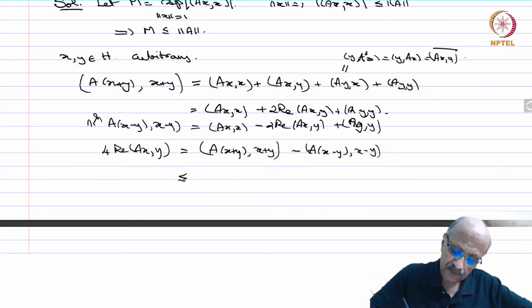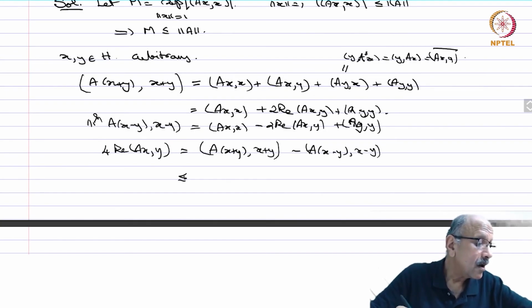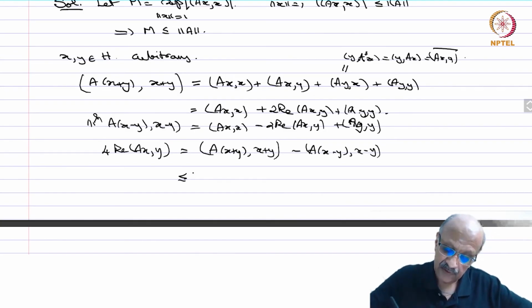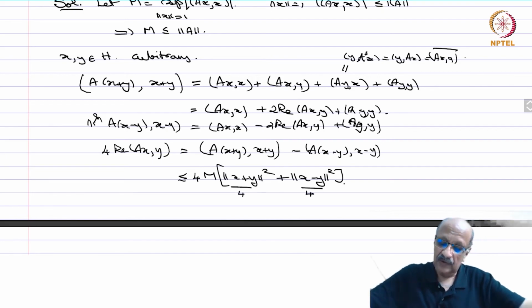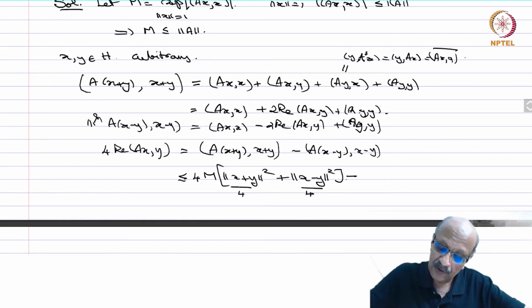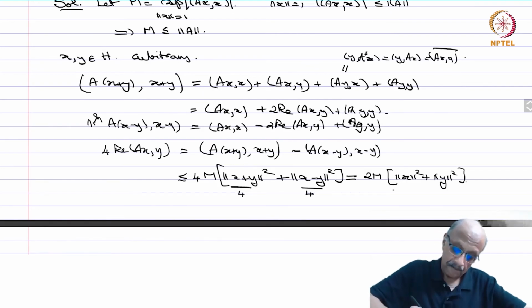So this is therefore less than or equal to mod of this plus mod of this, that is equal to M times norm x plus y square plus norm x minus y square. So let me put 4M and divide by 4, and now we know what this is. This is the parallelogram law. So that's equal to 2M times norm x square plus norm y square.